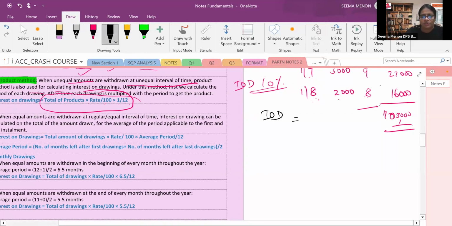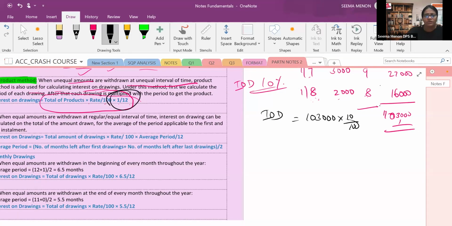Interest on drawing is equal to your total product, 1,03,000, then your rate is 10/100. Here you will not take the number of months. You will always take an average month. Your average month is 1/12. You will have to solve this, then you get interest on drawings.